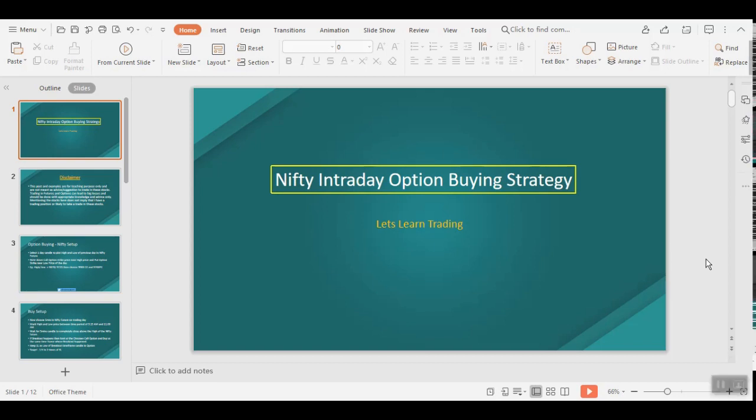So today we'll be having a look at the Nifty intraday option buying strategy. This is based on the Nifty futures. Based on the Nifty futures movement, we'll be buying options.